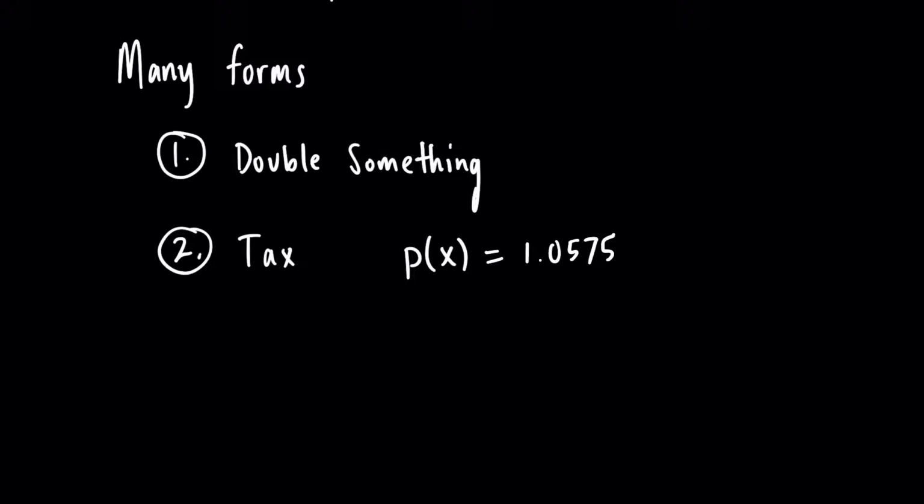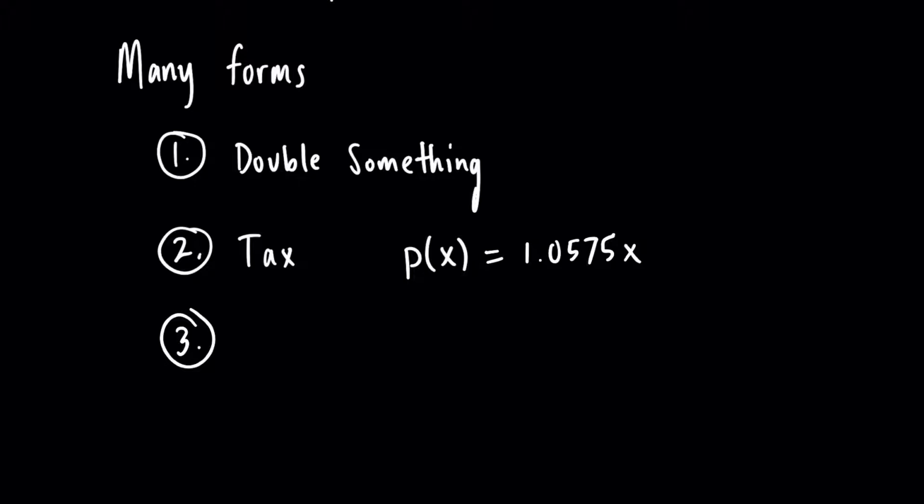A lot of people don't put them in parentheses. They'll just say 1.0575x. What that means is whatever the initial price was, that's X, you would just pay 1.0575 times that. And that's just the sales tax in Ohio, for the state of Ohio. Okay? So that's an example of a function.